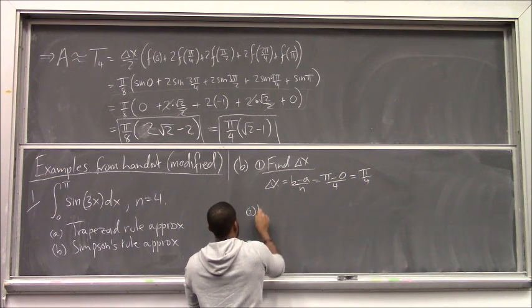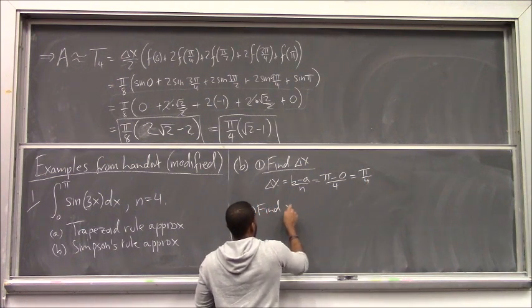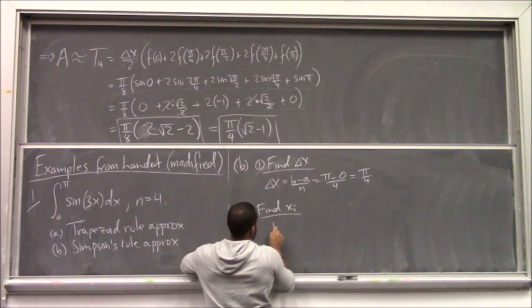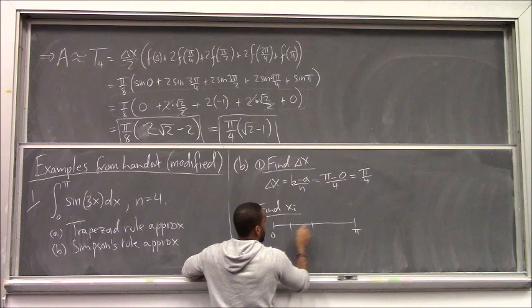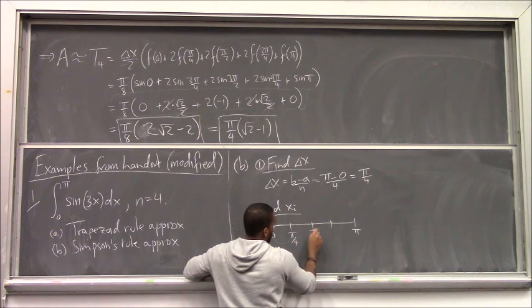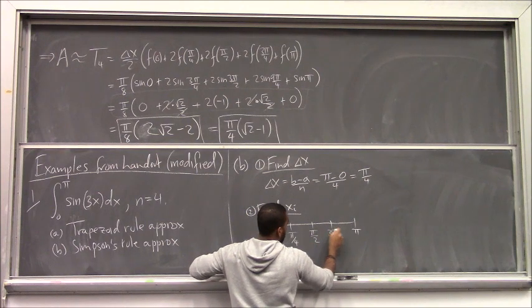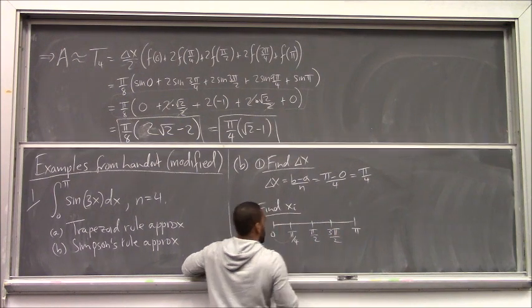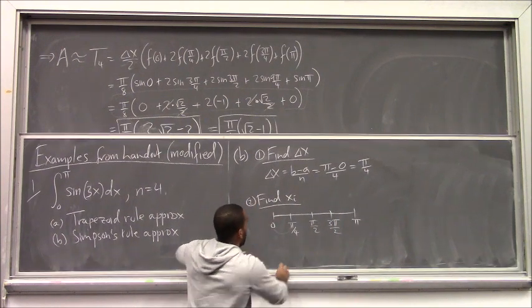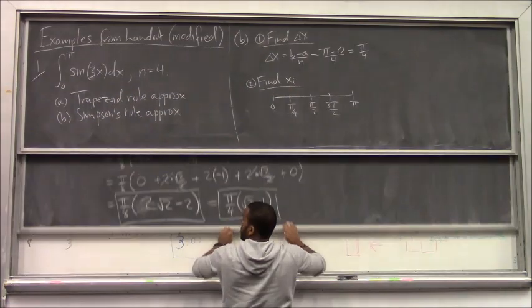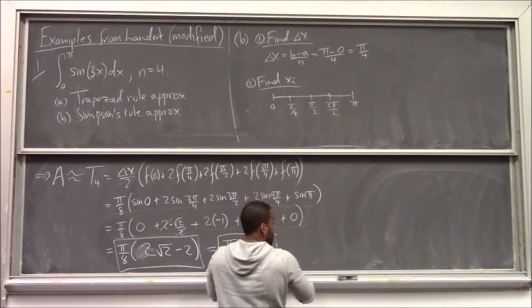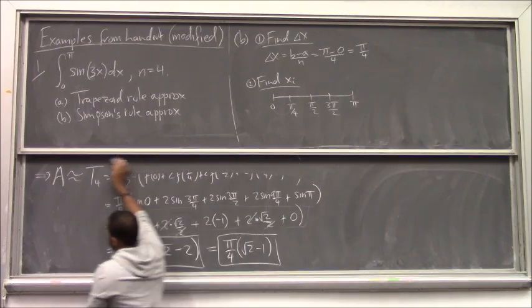Second, you're going to find your xi. So that's 0. Pi, you know you want 4 sections. Keep adding pi over 4: 1 pi over 4, 2 pi over 4, 3 pi over 4, 4 pi over 4. So those are your xi. Third, you're going to plug into the formula.